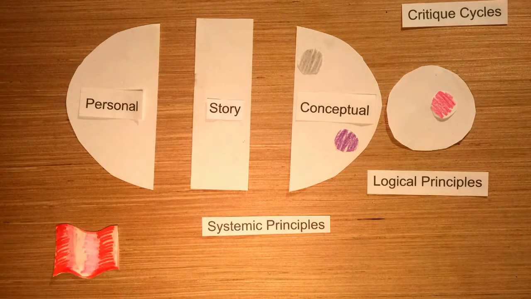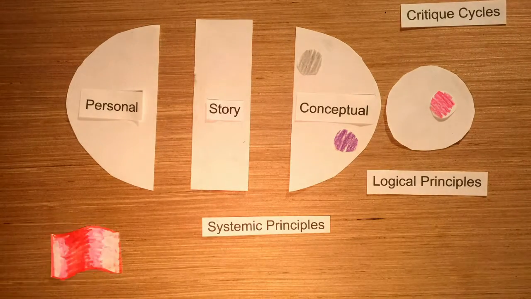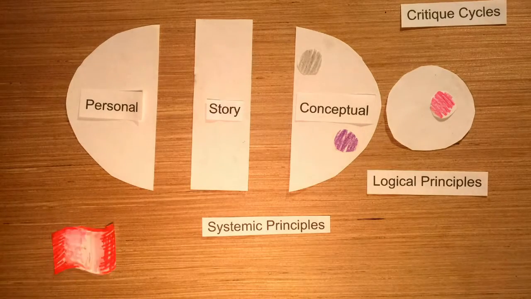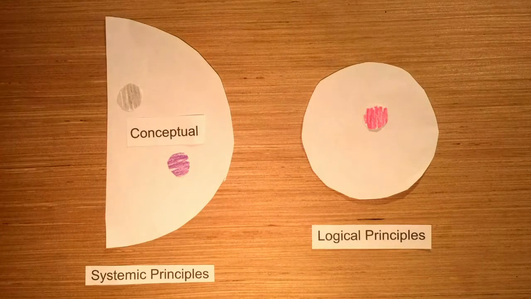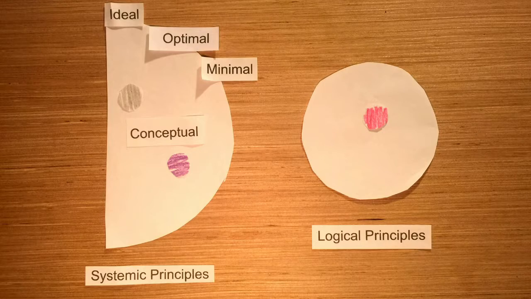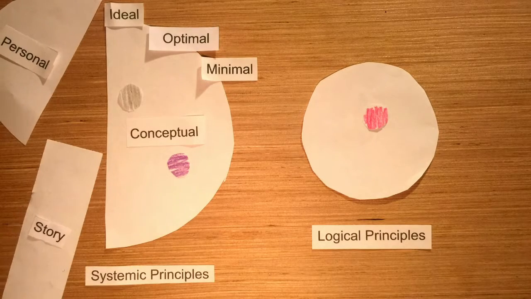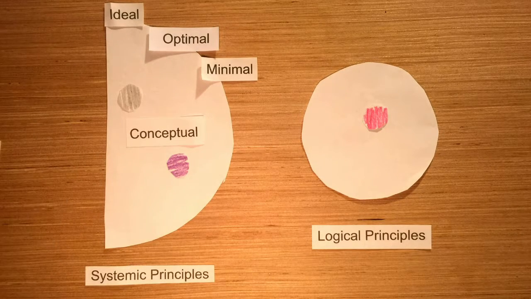Now, I fully expect this to be a bit of a red flag for most classical logicians and philosophers. However, there are many reasons for this move, not all of which I can get into during this video. So looking into this a little bit more completely, as I said, we could talk about the story or the personal as systemic, but for now we'll stick with the conceptual.